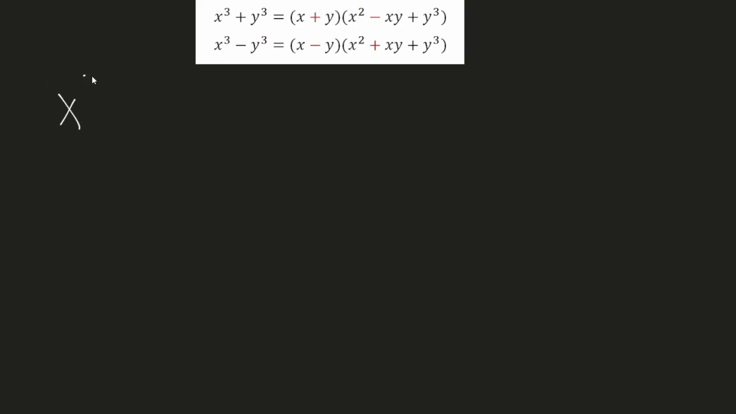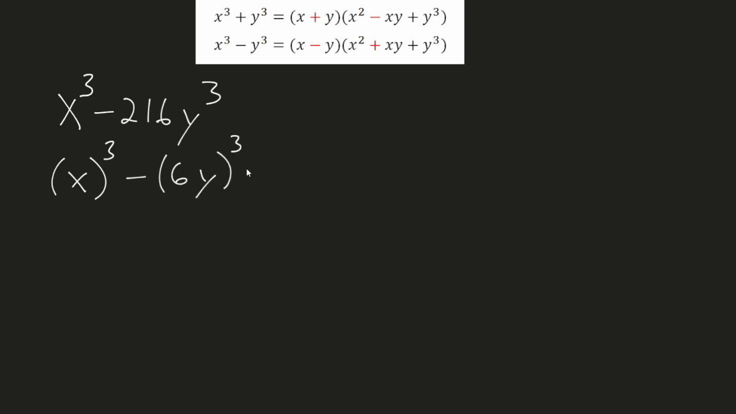So next up, it's x cubed minus 216y cubed. The only difference between the previous example and this example is our plus became a minus, so we need to use the number 2 equation here, the difference of perfect cubes. As I said before, we want to identify that this is x cubed minus the quantity of 6y cubed.